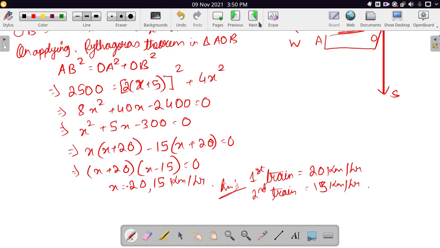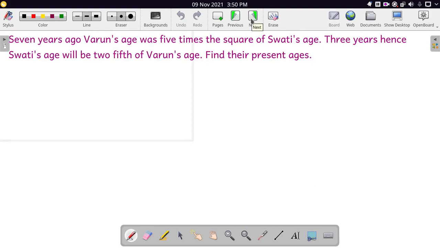So this is done. Now let us move on to the next question. What does the next question say? Now the speed and distance sum has been done. That type of sum has been covered. We did 2 to 3 sums on speed and distance. Now this is the type of age. Okay, this is basically applications of quadratic equation for solving problems on ages. So let us attempt this sum.